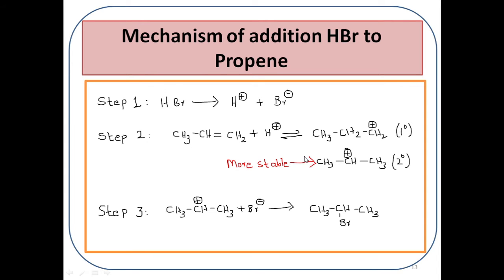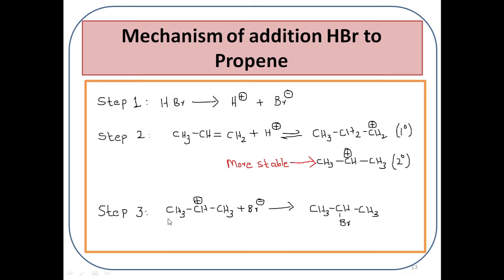Now we will see the mechanism of addition of HBr to propene. Here in step 1, HBr ionizes to give H plus and Br minus, and H plus is the electrophile here. This electrophile will be added to the alkene, that is 1-propene, to give a primary carbocation or a secondary carbocation. There are two chances. But the secondary carbocation being more stable, the hydrogen atom will be attacked to the terminal carbon atom to give the secondary carbocation, and the reaction proceeds with this structure, that is with the secondary carbocation, in the third step.